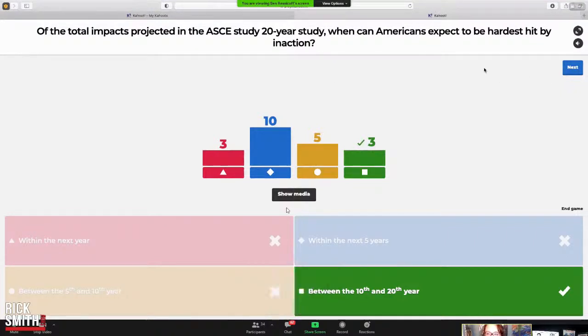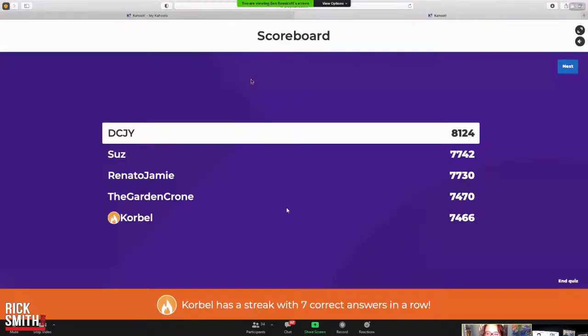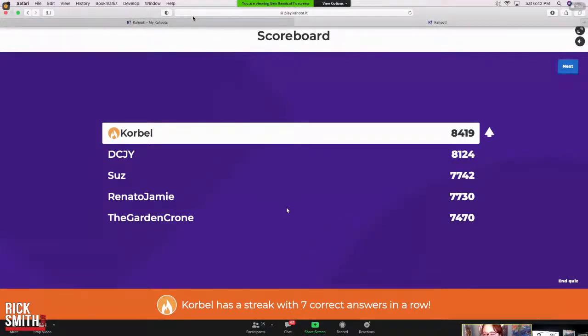Let's go with one more. Let's go to the leaderboard, see if we got any changes. A lot of answers all over. Oh, look at this. Corbel jumps all the way to the number 1 spot. We've got DCJY falling to number 2. Sue's right there at 3. Renato and Garden Crone round out the top 5.